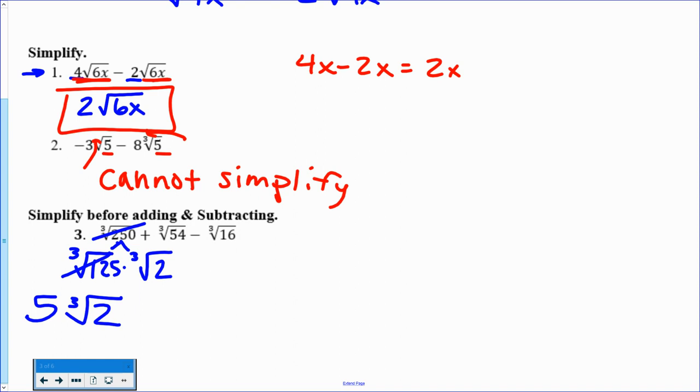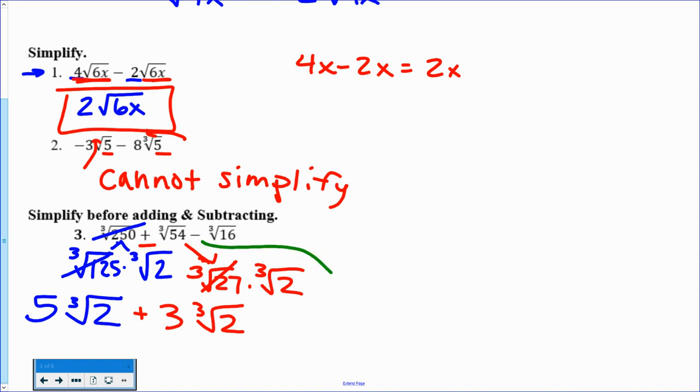Okay, next I'm going to simplify, put it over here. The cube root of 54 would break into 27 times 2. The cube root of 27 is 3. We are adding, so plus 3 cube roots of 2.